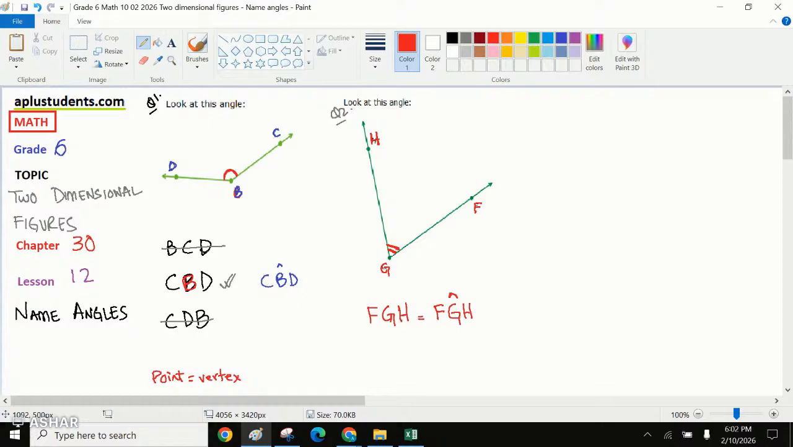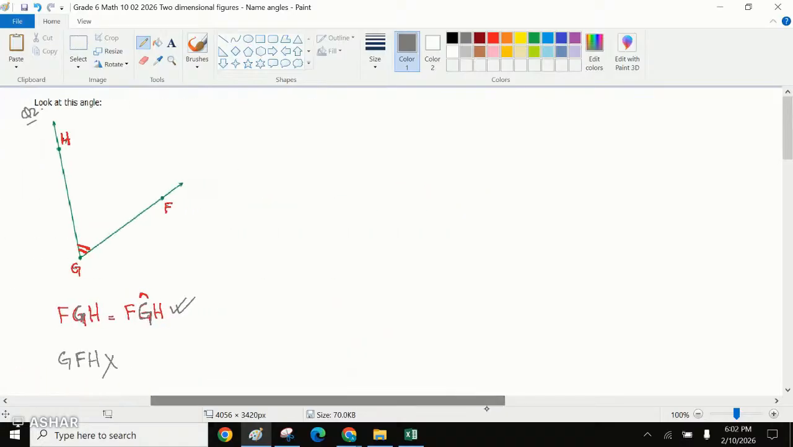So whichever angle we are trying to find, we write that angle in the middle. If I write this, it is a correct answer. But can I write this as G, F, H? It's incorrect. Why? Because we don't need to find the angle F. We need to find the angle G over here. So G has to come in the middle. Whichever angle we are trying to find has to come in the middle. Agreed? Let's have a look at another question.